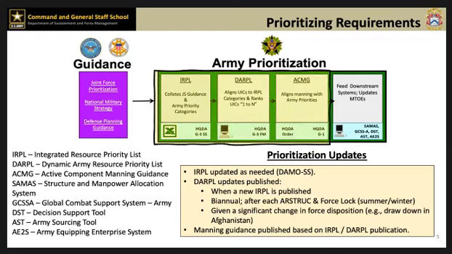There are 3 documents used to communicate Army priorities. The G357 is responsible for integrating and synchronizing Army priorities. The Integrated Resource Priority List, or IRPL, prioritizes requirements and initiatives for the Department of Defense, Joint Staff, and Army Enterprise into 3 categories. The IRPL also synchronizes resources with requirements in the year of execution as well as over the Program Objective Memorandum period.